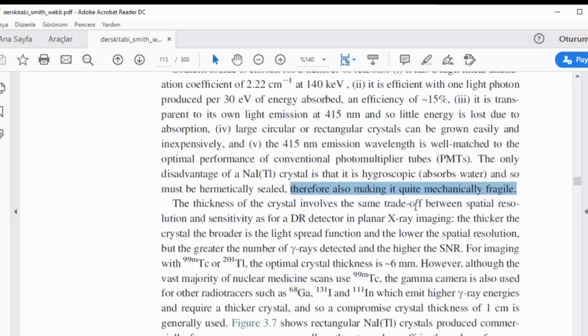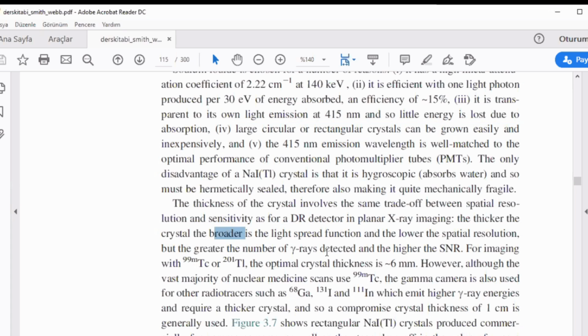The thickness of the crystal involves the same trade-off between spatial resolution and sensitivity of a detector as in planar X-ray imaging. The thicker the crystal, the broader is the light spread function. You can also think of its line spread function, and the lower the spatial resolution. You remember you did the line spread function in your homework number 1, finding the Gaussian, etc. Broader means the full width half maximum value is greater, which is not good for detecting two very close objects.